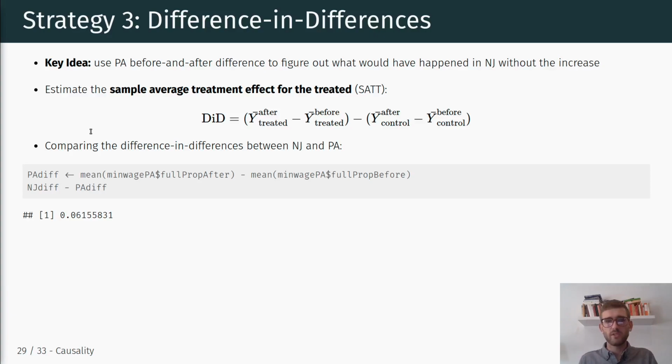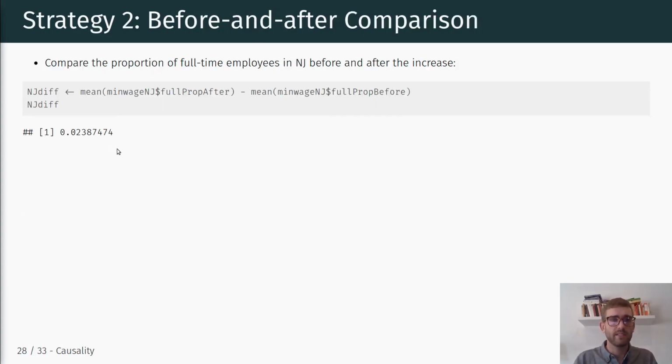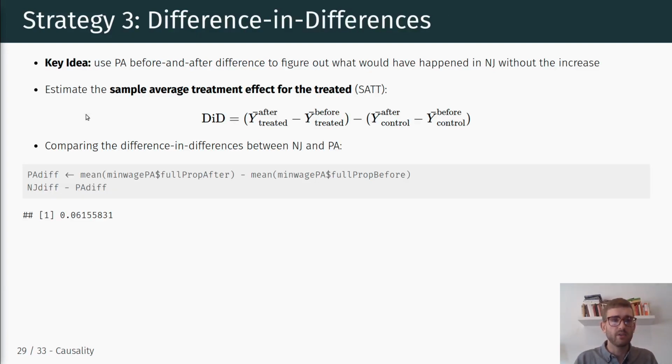So in order to do this, we want to compare the difference in difference between New Jersey and Pennsylvania. And on the previous slide, I already computed the over-time change in New Jersey. And so here we're computing the same difference in employment in Pennsylvania, and then we're looking at the difference between New Jersey and Pennsylvania, and we see again an increase. So we see a positive effect of the minimum wage increase in New Jersey compared to Pennsylvania.